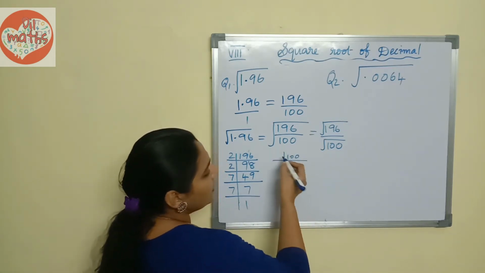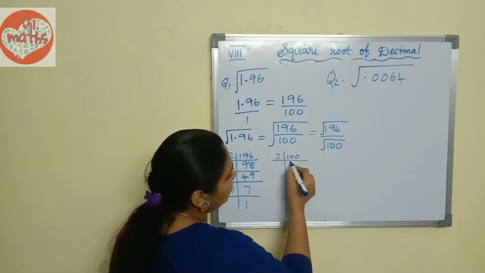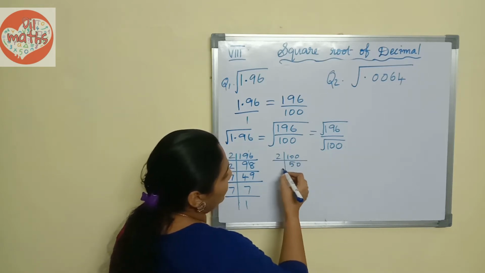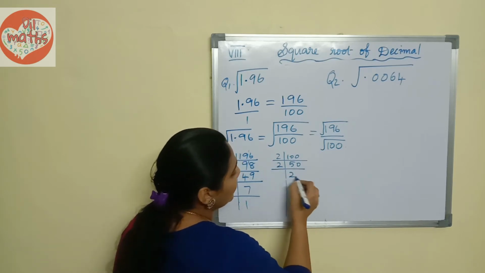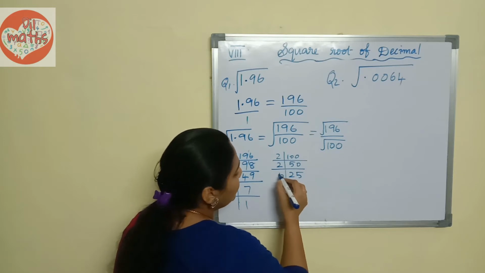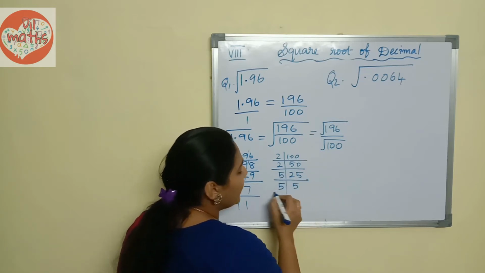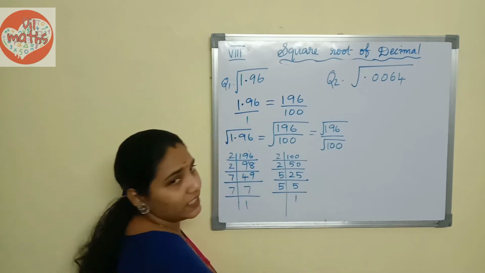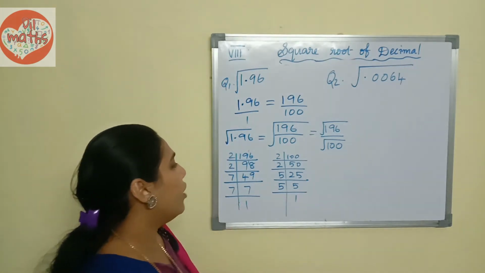Okay. So it is divided by 2. 10 divided by 2 is equal to 5 and you will get 50. And again it is divisible by 2. You will get 25. It is divisible by 5. You will get the quotient as 5. Again it is divisible by 5 and you will get the quotient as 1. Now we can stop here, isn't it? Now what should we do?